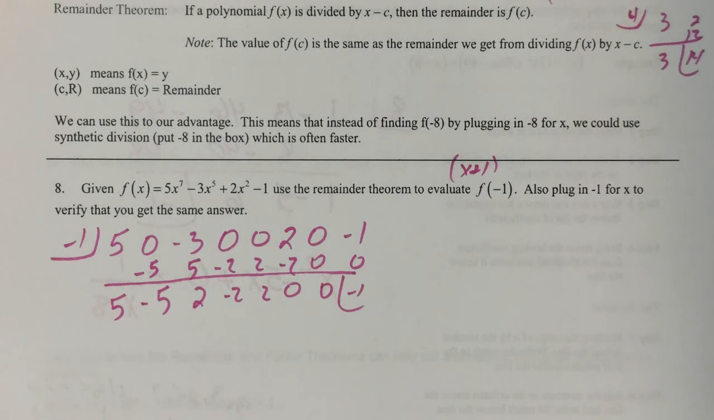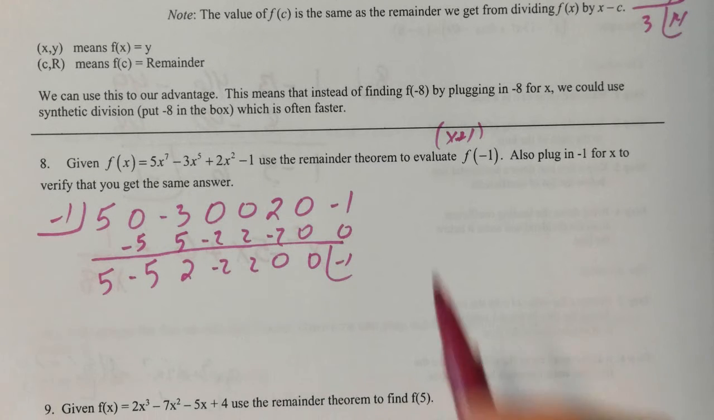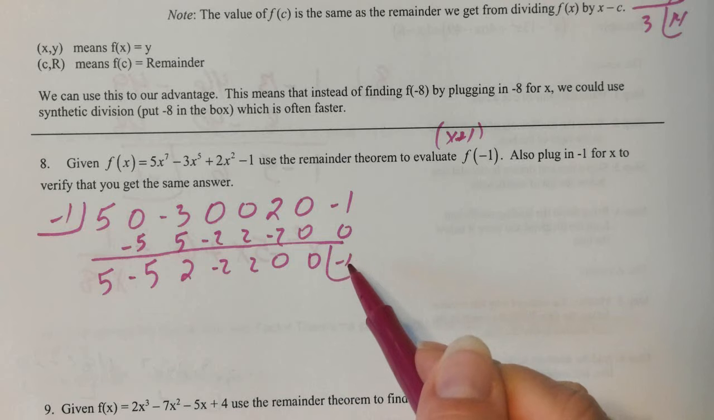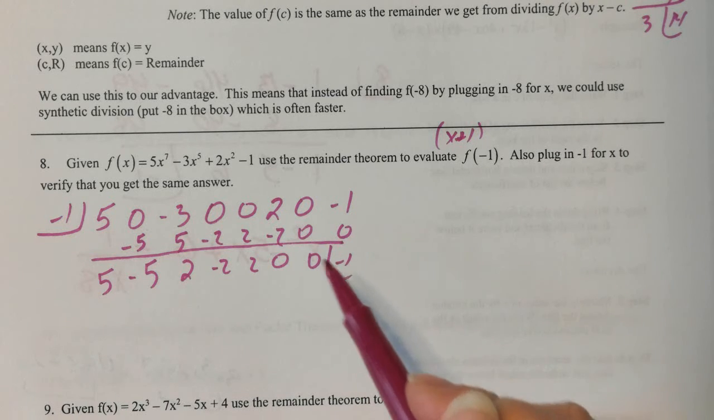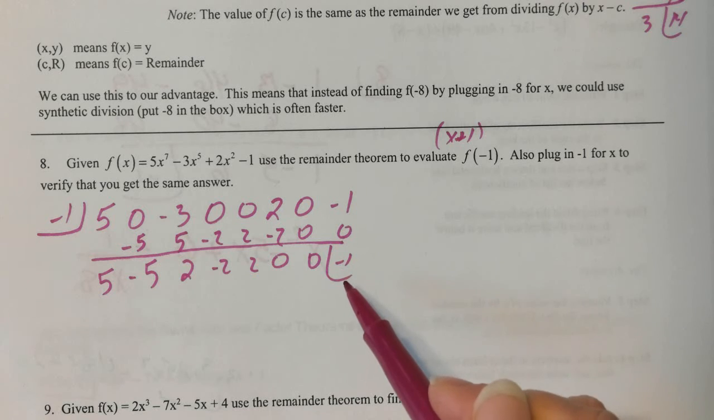Okay, I did that really quick. Hopefully you're getting better at synthetic division. You can do it quickly as well. Okay, the remainder is the number I'm interested in. So when I did synthetic division, I found the remainder to be negative 1.